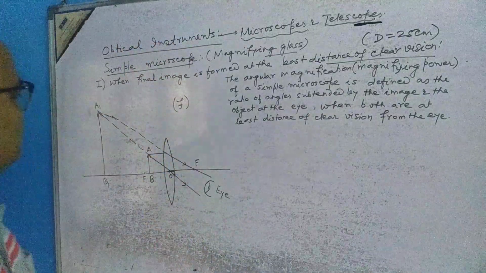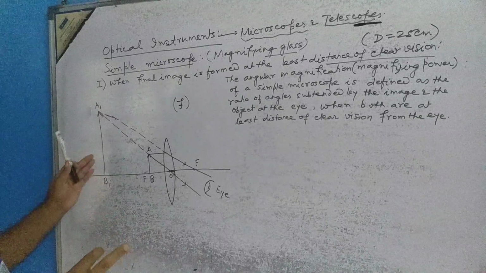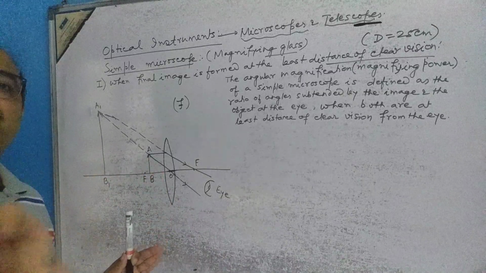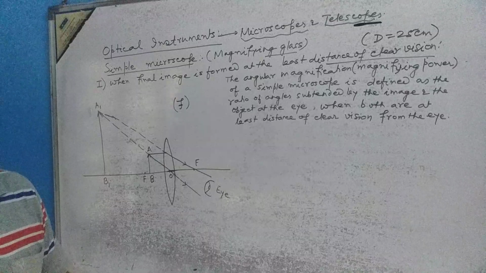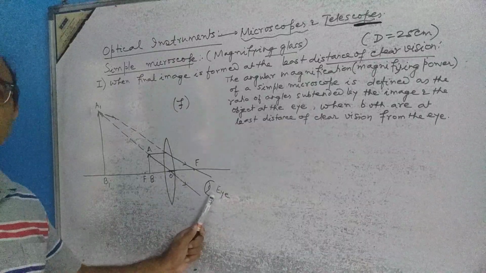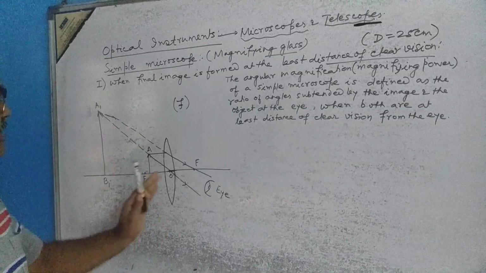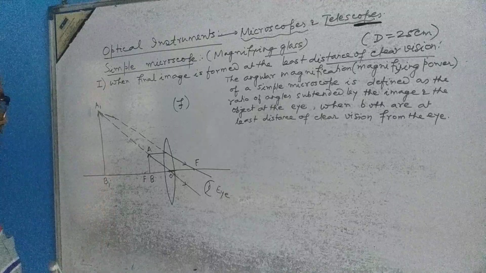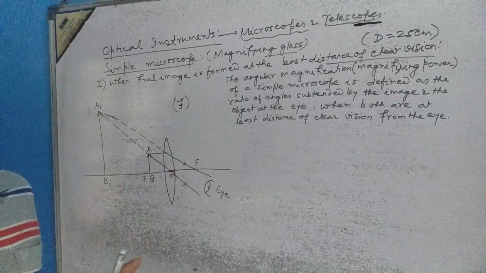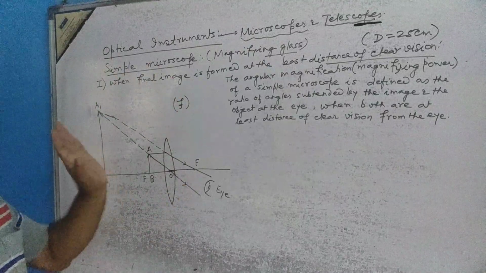What type of image is it? It is virtual, erect and very much magnified. A1B1 is formed on the same side as that of the object with respect to the lens. Here is the optical center. The most convenient position of the eye is here, very close to the optical center. It should be very close to the optical center. Look at this figure. I hope this figure is very clear to all of you. This is the first case we are discussing.